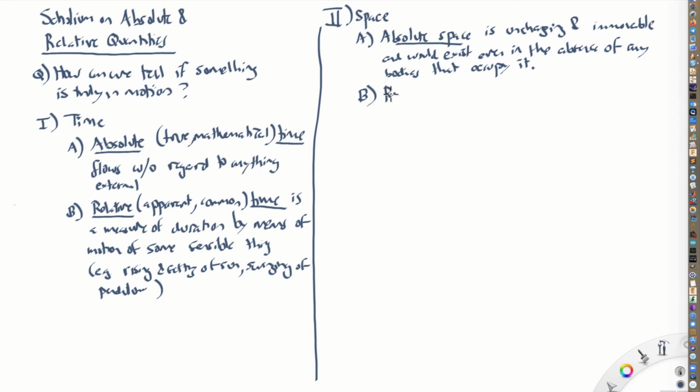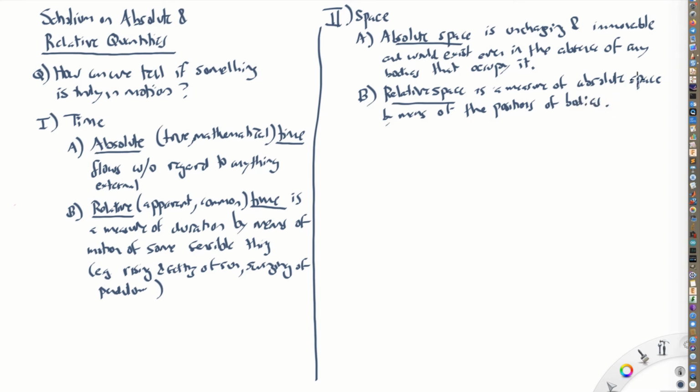This he distinguishes from relative space. Relative space is a measure of absolute space by means of the distance between sensible bodies, by means of the positions of bodies. So if you want to know the space between the Earth and the Moon, that only makes sense because you're referring to the position of the Earth and the Moon, and the space is between them.